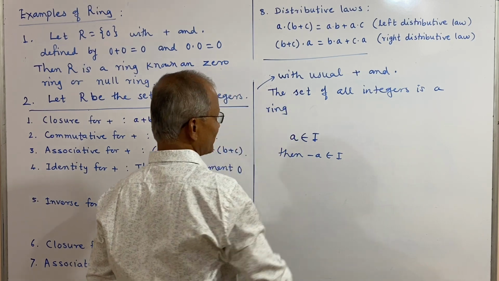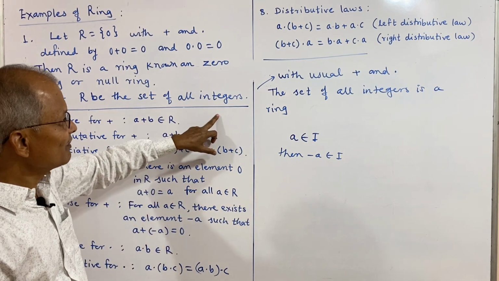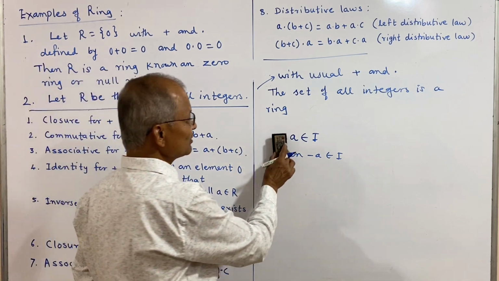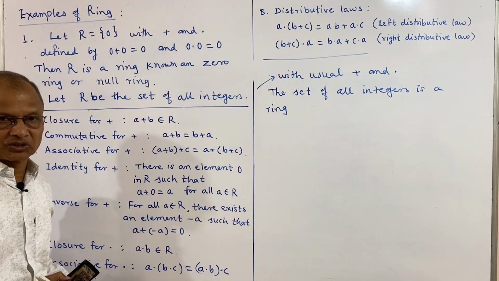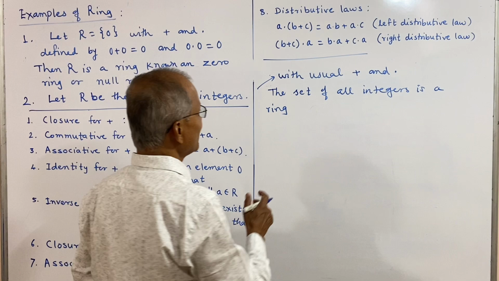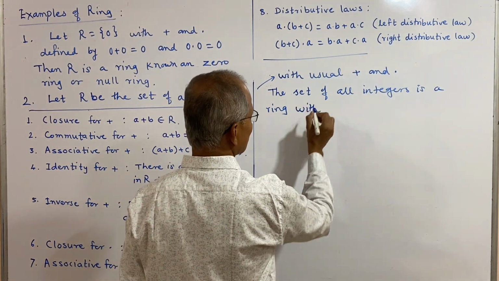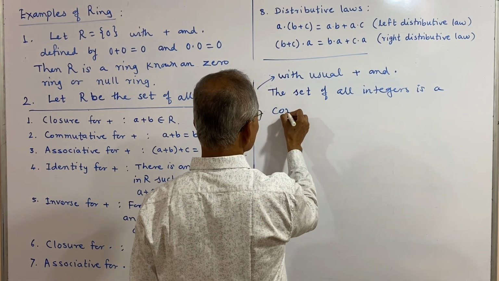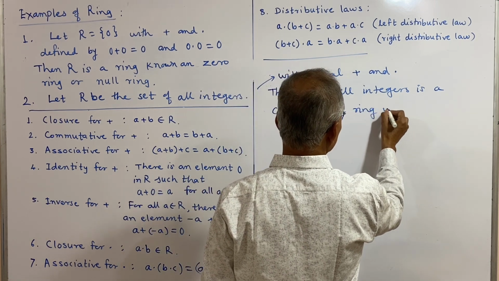Now what about additional properties? Whether it is a ring with unity. Yes, because 1 belongs to the integers. 1 is an integer, and therefore it is a ring with unity. And whether it is commutative. Commutative for multiplication. Usual multiplication is commutative, and therefore this is an example of a commutative ring with unity.